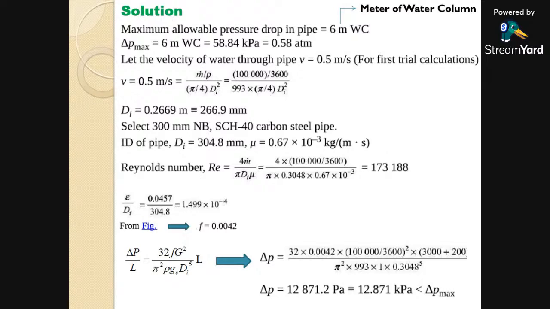Okay, including the length of straight pipe and the length of the fittings, or length of pipe including the fittings, that is 200. कारण ती एक्सटेंड होईल, फिटिंग वाढवल्यामुळे काय होईल, लाईन एक्सटेंड होईल, लेंथ एक्सटेंड होईल, लेंथ वाढेल, इन्क्रीज होईल.